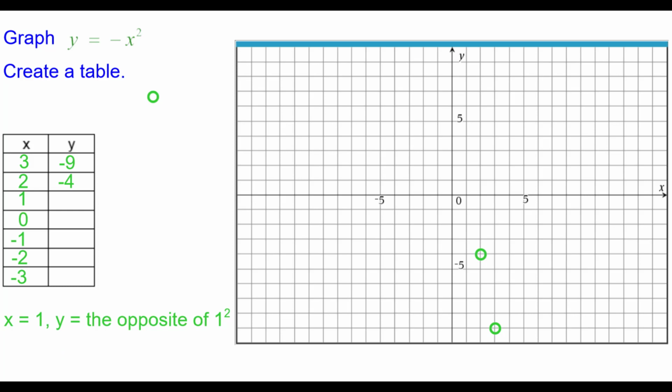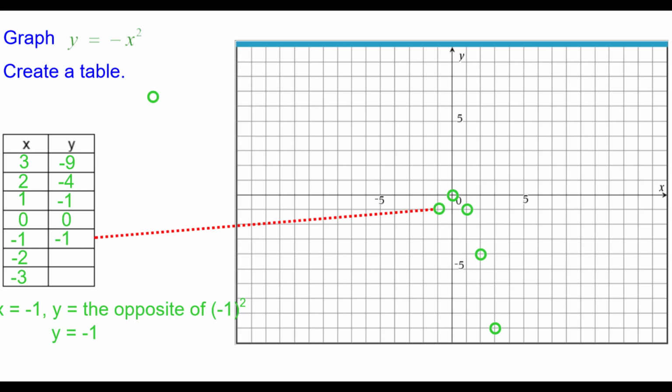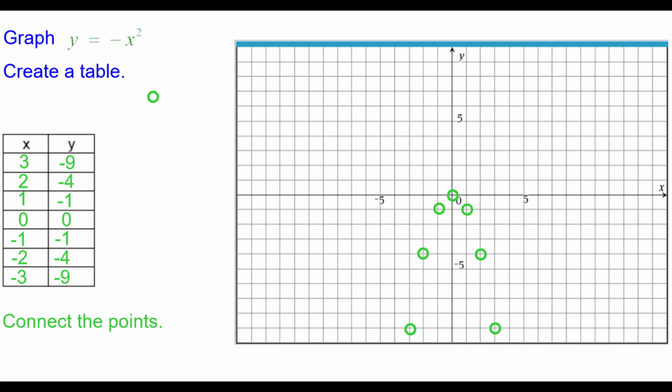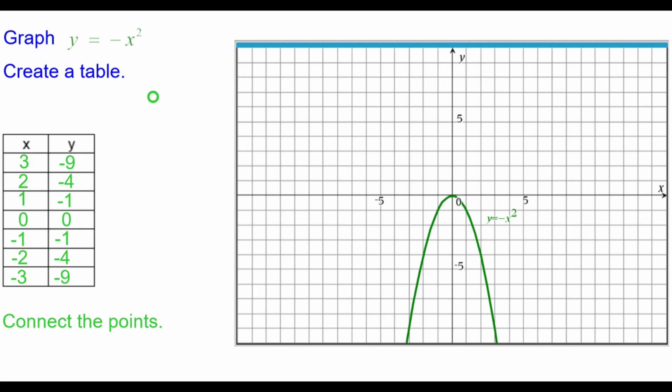So completing the table, it's going to be 1 comma negative 1. The origin remains intact. Now, when x is negative 1, the opposite of negative 1 squared: the quantity negative 1 squared is positive 1, but its opposite is negative 1. We don't take the opposite of negative 1 and square it. We square it and then take the opposite. Different order. When x is negative 2, we get y is negative 4. And when x is negative 3, we get y is negative 9. Connecting the points, we get a parabola, but it's opening downwards.